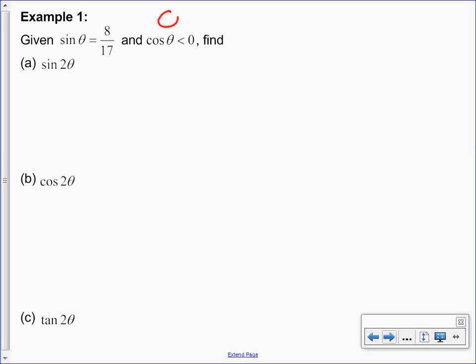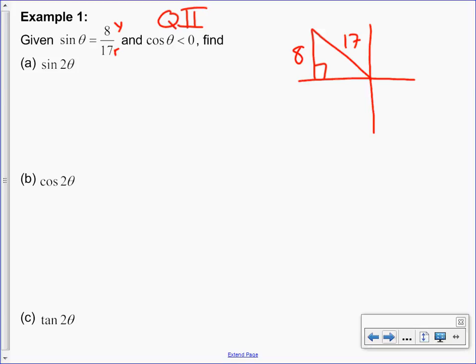What quadrant am I in? Cosine is negative, sine is positive. You're in quadrant 2. Okay? Why do you need to know that? You have to draw the triangle. Quadrant 2. Sine is what over what? It's y over r. So the y is 8, the r is 17. And x is negative what? Negative 15. You do your x's, y's, and r's, and then you figure out that this has to be negative 15. You have to find that. Everybody good with finding it? Okay. And if you're not, we'll work together.